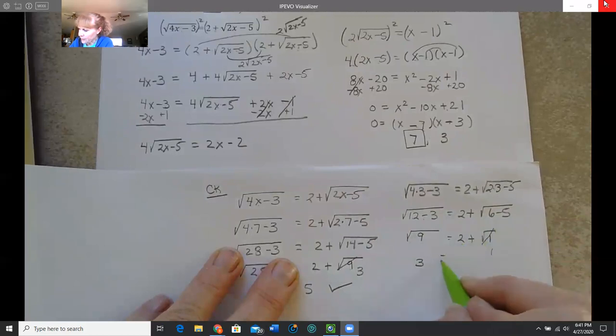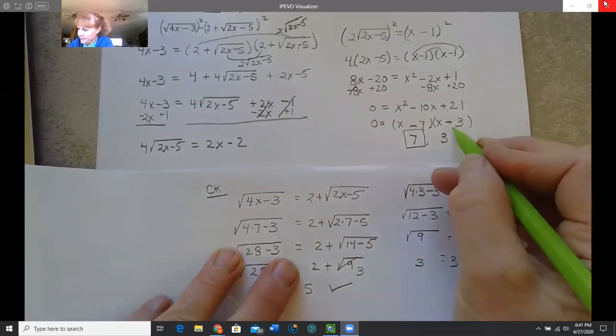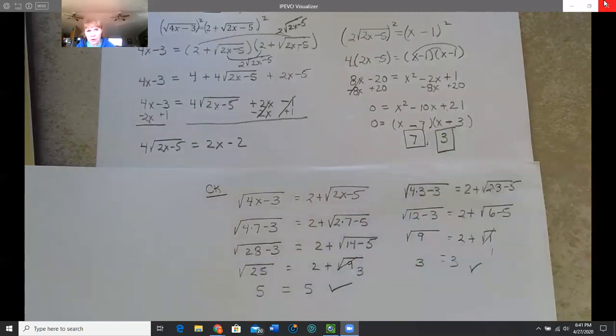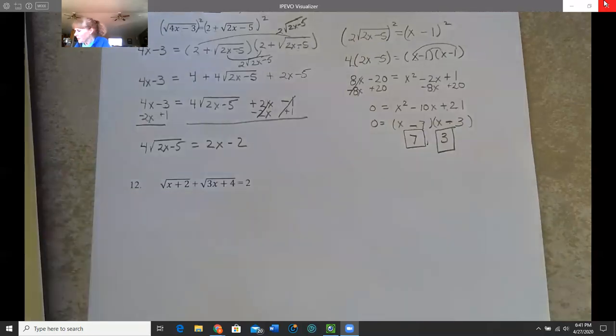2 plus 1 is 3. So they both checked. Both solutions, neither one of them gave us a negative in the radical of an even radical, and the left equals the right. So I think, looking at this problem, oh my goodness, look at all that work.